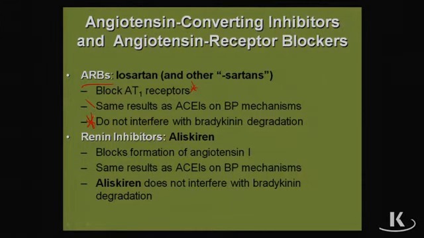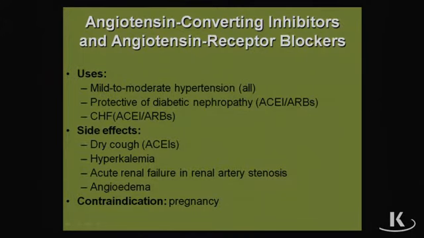Renin inhibitors with aliskiren as a prototype should block the formation of angiotensin 1, and in blocking the formation of angiotensin 1, hopefully offer the same results as ACE inhibitors and ARBs overall. Aliskiren, again, does not interfere with bradykinin degradation. Well, when we look at these drugs, surely they're used for hypertension and its management, but they have 2 major stories. They are protective of diabetic nephropathy, and they are some of the best drugs we have to prevent remodeling and congestive heart failure.